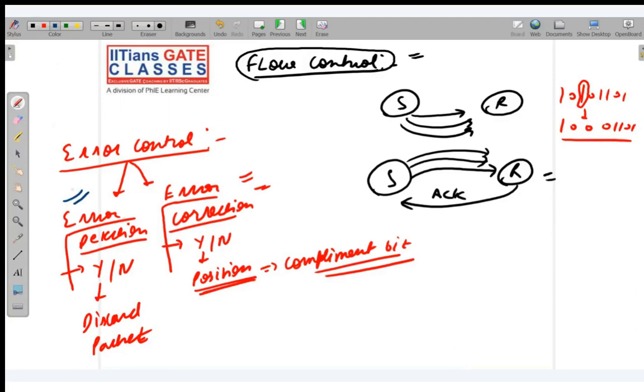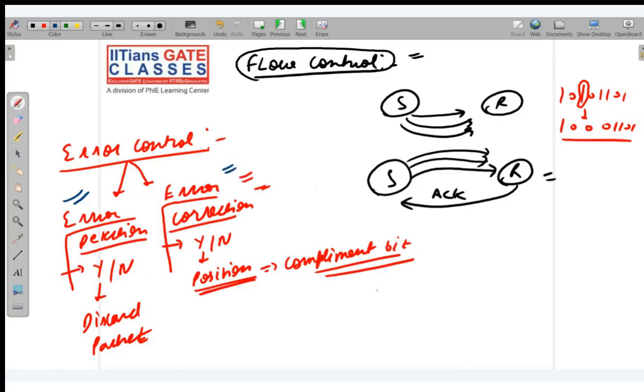For example, if the receiver finds that there is some error, it will not put its head into where the error is and so on. It will simply discard it and the sender will send it again. That is a much, much better option. But error correction takes a lot and lot of time, because you have to find the position where the error is.